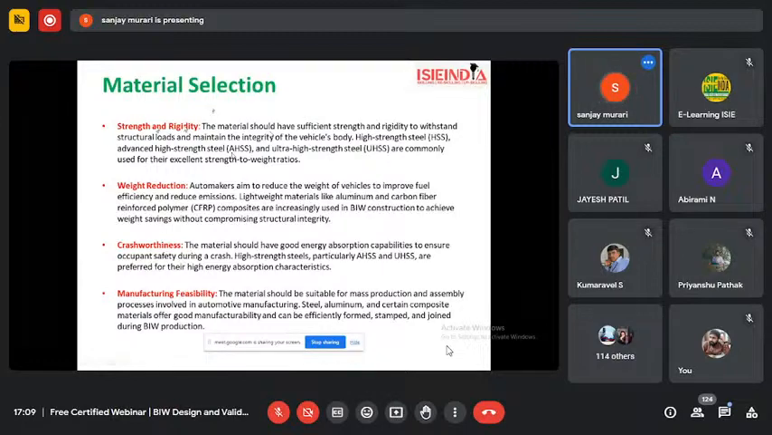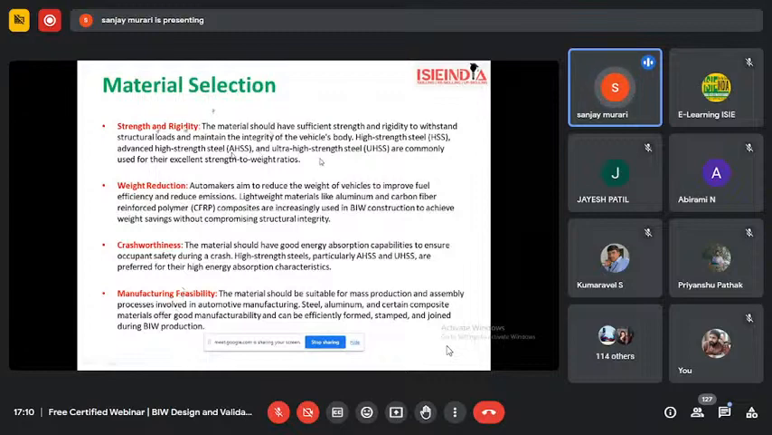So some high strength materials we use. The materials are classified as high strength steel, since steel is mostly used. Other than steel, there are also some other kinds of materials used in BIW, whose advantages and disadvantages we'll be seeing later. So high strength steel, ultra high strength steel, and advanced high strength steel. These are all used based on their strength to weight ratio.